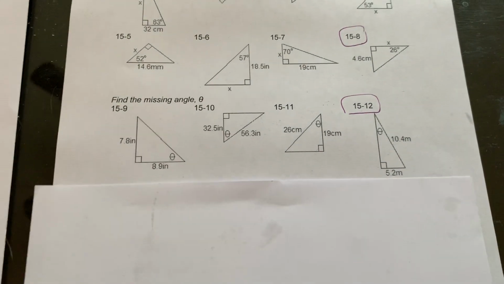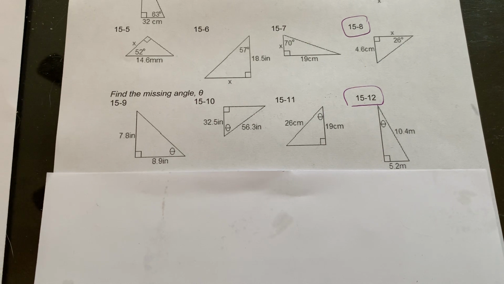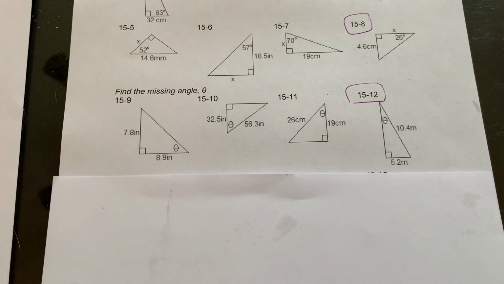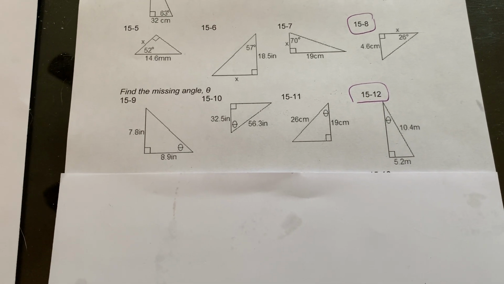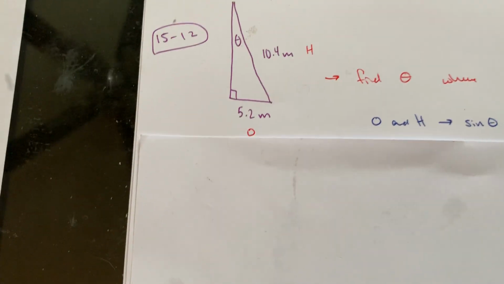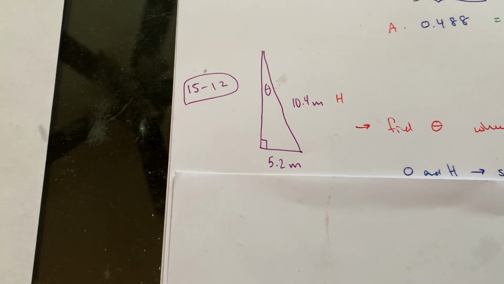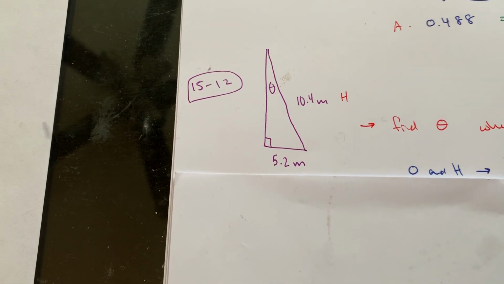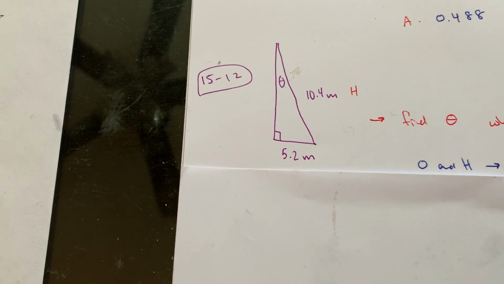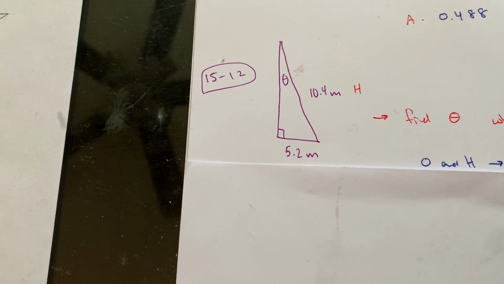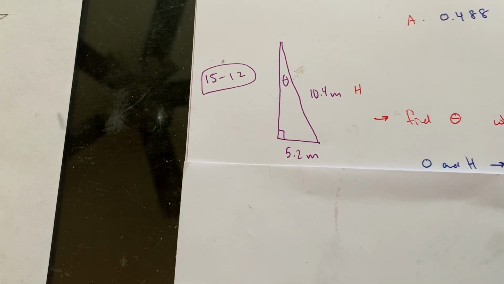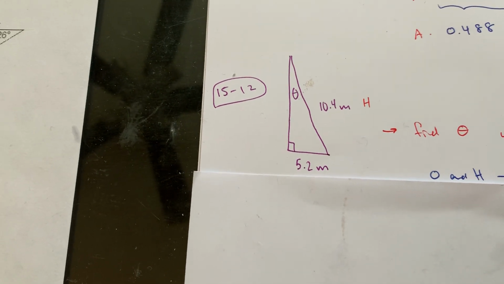Let's do another variation from the exercises. So again, you guys are doing the odds, so I'm going to look at number 12. And I've redrawn the setup over here on my page. So here's our triangle, sort of a tall, skinny one. We've got 5.2 meters for the length on the bottom. We've got 10.4 for the length over here on the side.